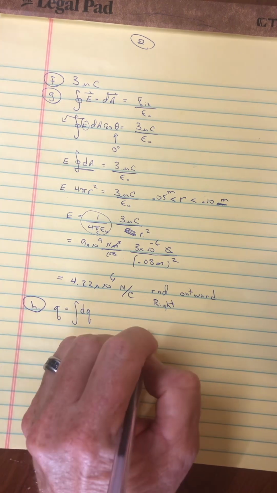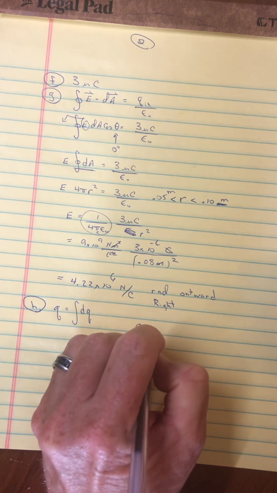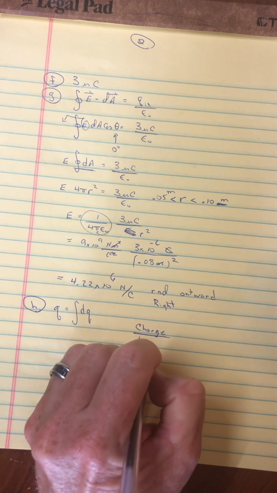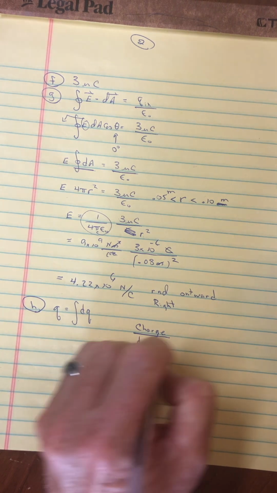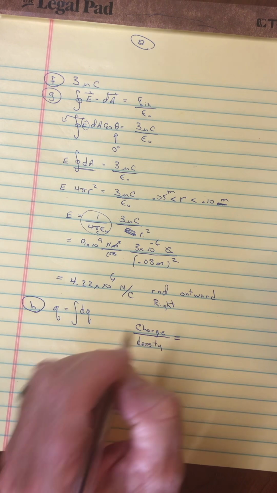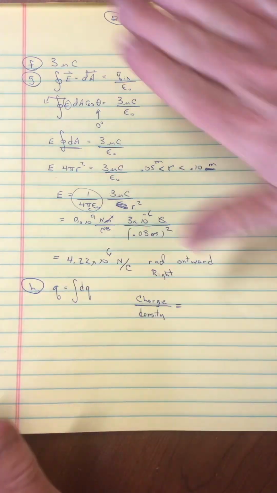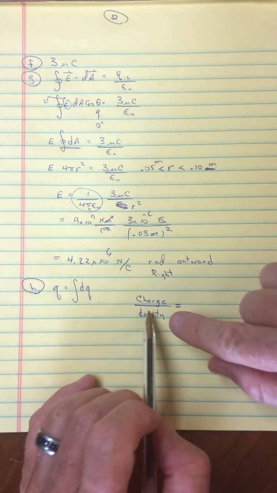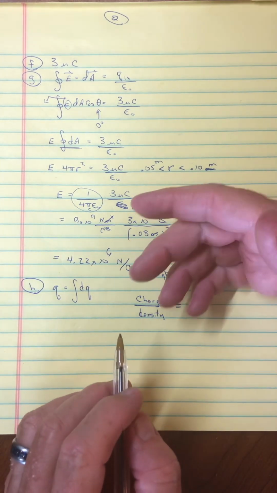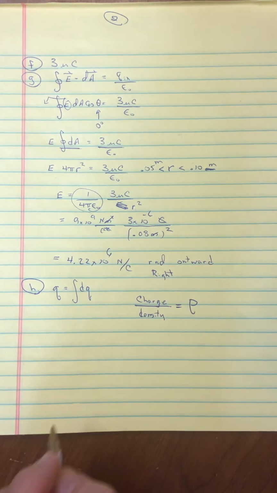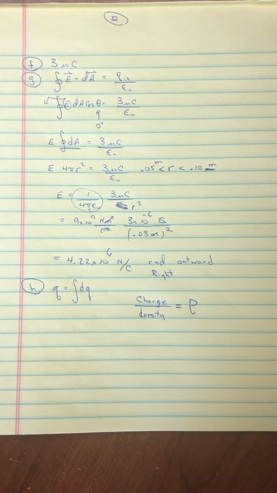And this is where that concept of charge density can be very powerful. And we've done problems that have charge density along a line and charge density on a surface. For a line, we tend to use the symbol lambda. For a surface, it's sigma. And for a volume, it's rho. So for this problem, I'm going to use rho.